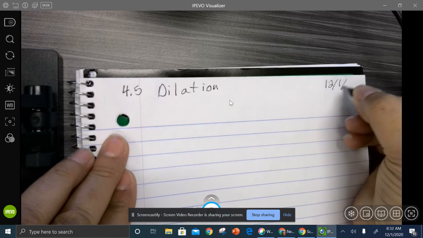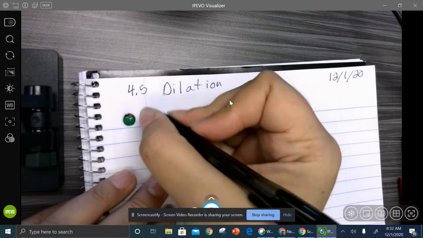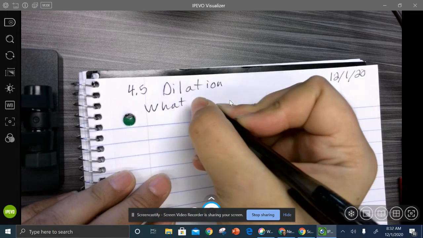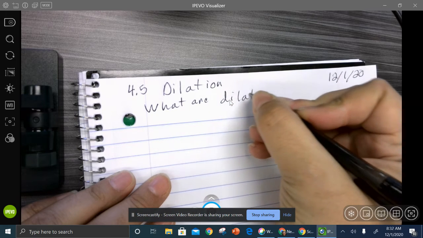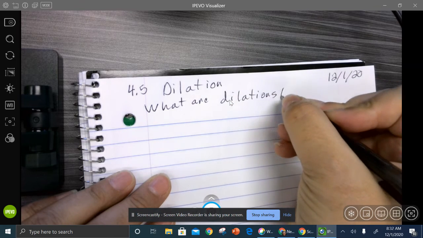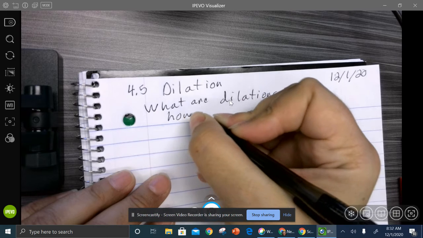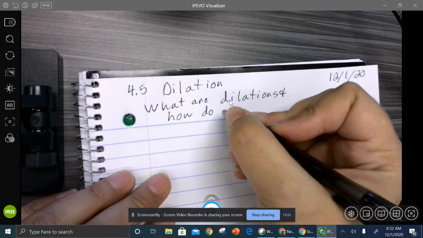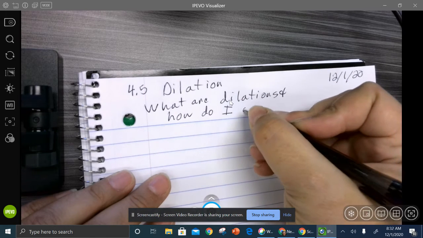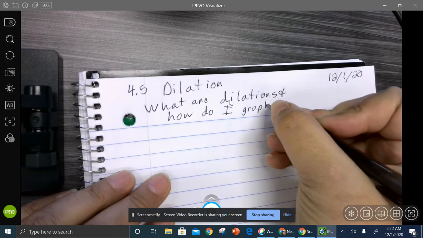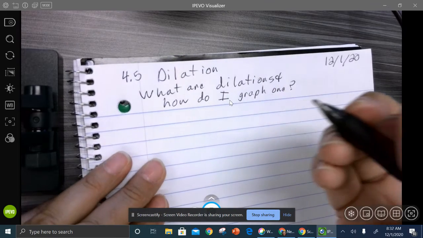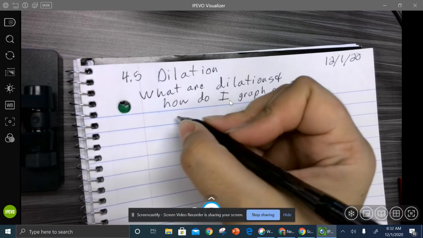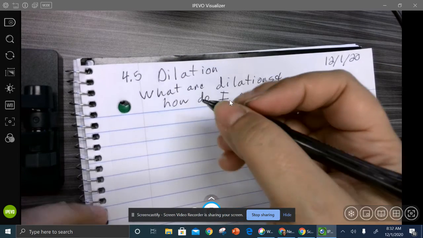Today is the 1st of December. So our essential questions: What are dilations? And how do we graph one? Dilations are transformations.